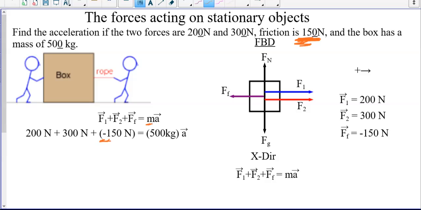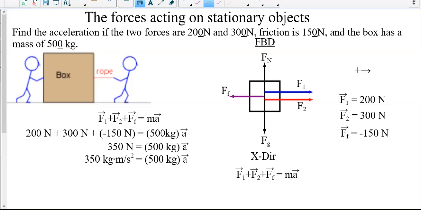All right. So our mass is 500 kilograms. So we put that in there, and then you just math it from this point on. 200 and 300 is 500. 500 minus 150 is 350. Then just divide both sides by your mass. Oh, first recognize that a newton is a kilogram meter per second squared. Then when you divide both sides by your mass, your kilograms cancel out, and you should be left with meters per second squared. So 350 divided by 500 gives you 0.700 meters per second squared. So not a great acceleration, but it is a heavy box after all.